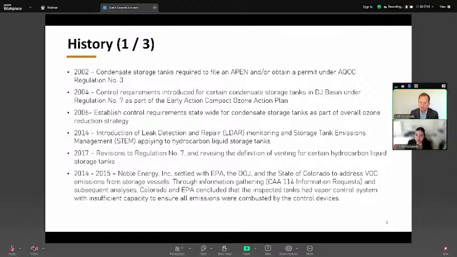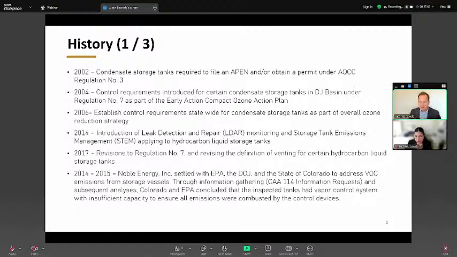But really the history for closed vent system analysis in the US came about in 2002 when there was an APEN, or a permit under the AQCC. So APEN is an Air Pollutant Emissions Notice, and that is actually a Colorado thing. And then the AQCC is the Air Quality Control Commission, also a Colorado organization. And so they started this Regulation Number 3 and kind of kicked off all of these.